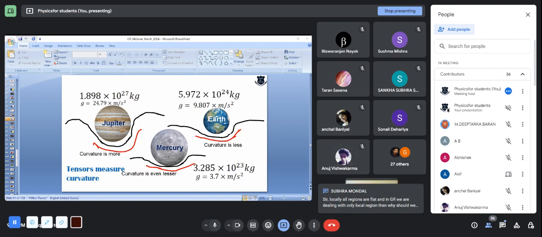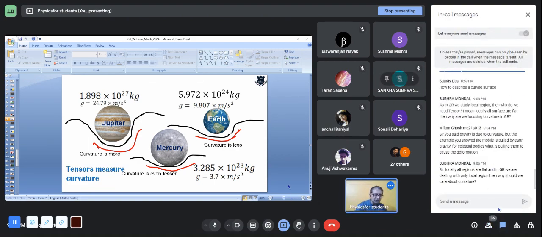Yes, sir. So locally all regions are flat in GR. Yes. Flat in GR, we are dealing with only the local region, then why should we care about curvature? No, no, no. Shubhra, I think you're getting confused. Locally, the regions are definitely flat. But when we are talking of curvature, we are zooming in so much that we can use the rules of calculus on that surface, or other Euclidean, non-Euclidean or mathematical tools. We should care about curvature, otherwise how will we know how much curved the surface is?